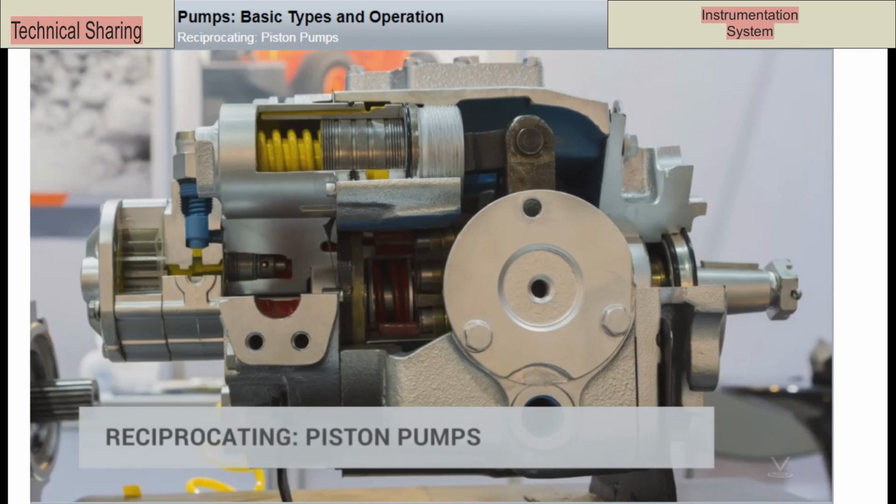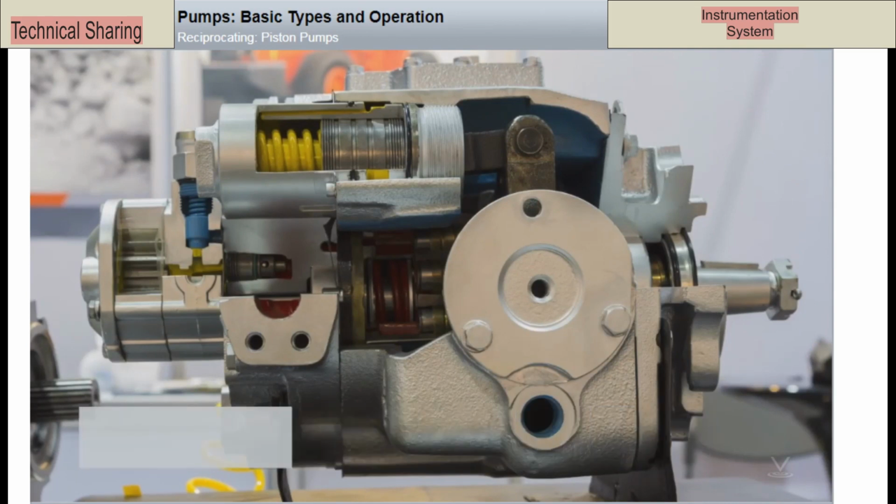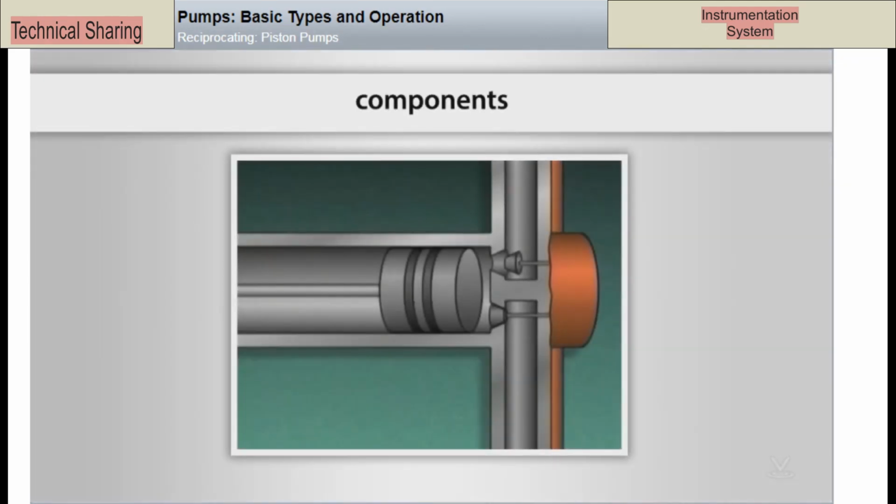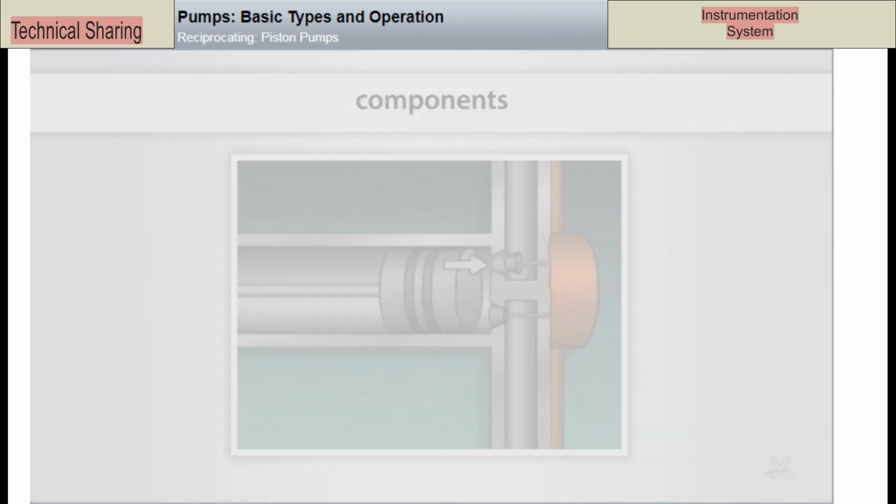Reciprocating piston pumps. One type of positive displacement pump that is commonly found in industrial facilities is a reciprocating pump. Reciprocating pumps use a back and forth motion to move process fluid. A piston pump is one kind of reciprocating pump. Components. This is a simplified illustration of one type of reciprocating pump. It's made up of a cylinder, which is located inside the casing, and a piston, which is attached to a connecting rod. The pump also has two valves, a suction valve and a discharge valve.